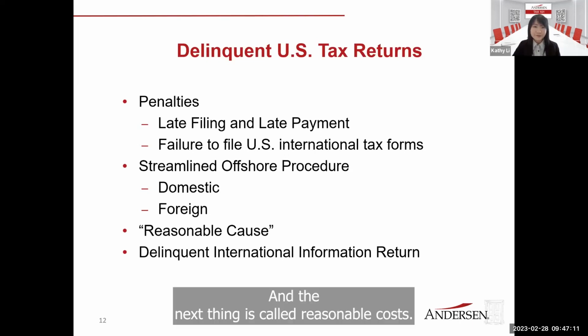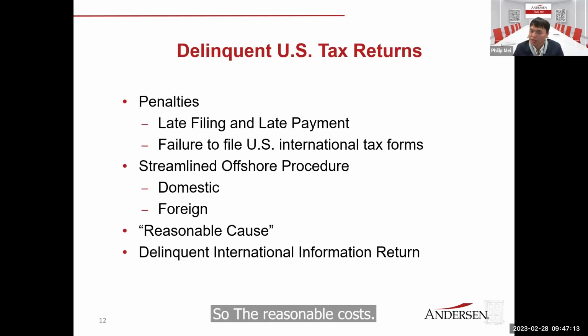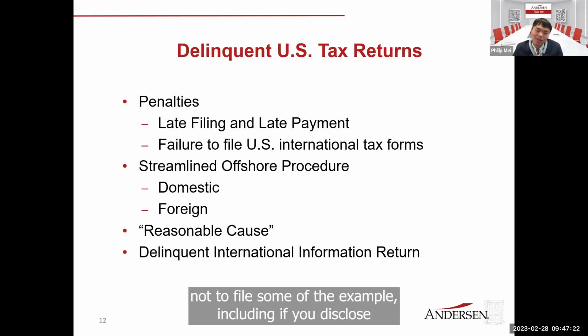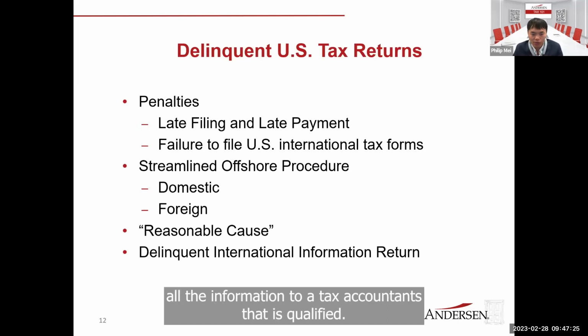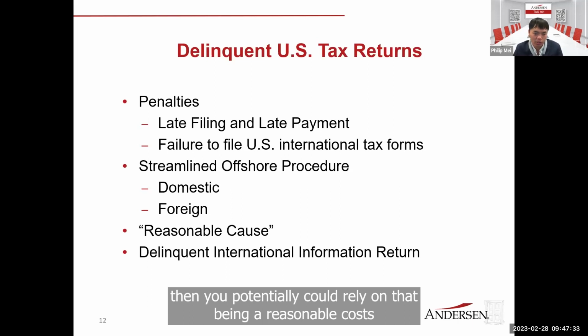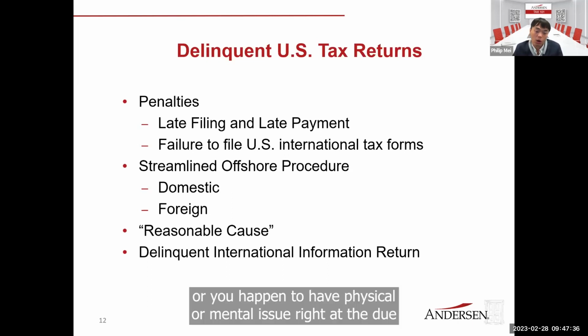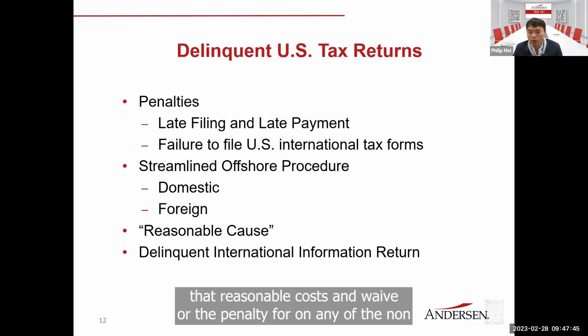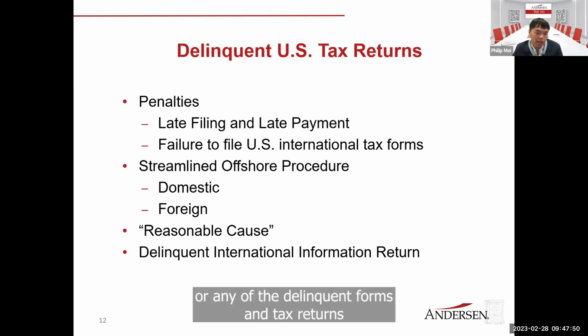And the next thing is called reasonable cause. You could think of reasonable cause as a reason strong enough to cause you not to file. Some examples may include if you disclosed all the information to a qualified tax accountant, but he tells you, oh, you don't have to file anything, then you potentially could rely on that as a reasonable cause. Or you happen to have a physical or mental issue right at the due date of the return. The IRS could potentially accept that reasonable cause and waive all the penalty on any of the delinquent forms and tax returns.